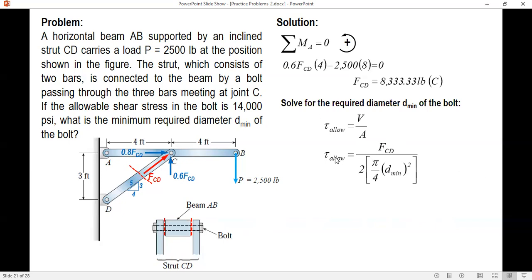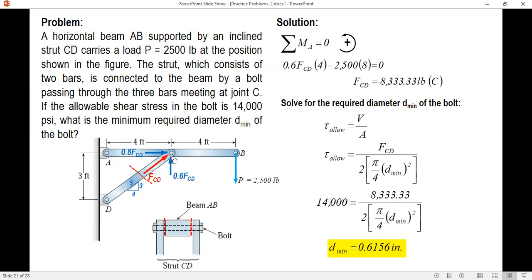And we are now going to substitute the values. Allowable stress 14,000 psi. So the force is in pounds, and then inch square. So therefore, FCD must be expressed in pounds. So we have this one, and then you can just use your calculator, shift solve, to solve for the minimum diameter. And the answer is this one. So the minimum diameter is 0.6156 inches.